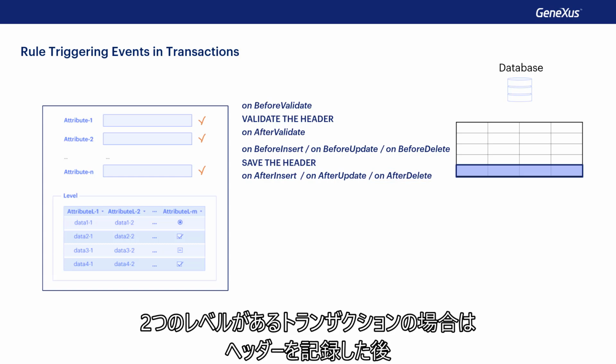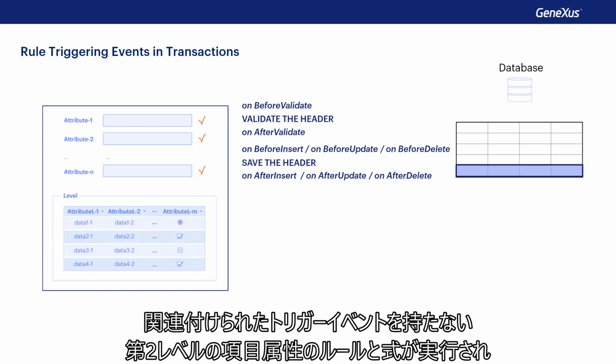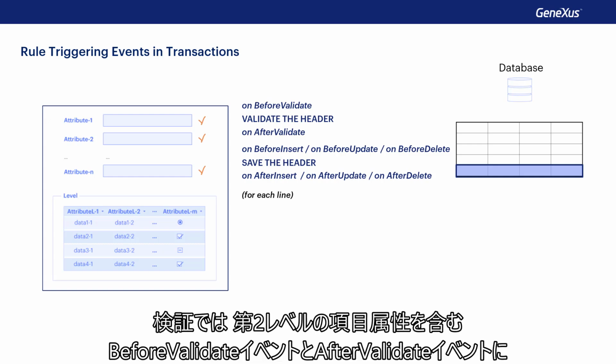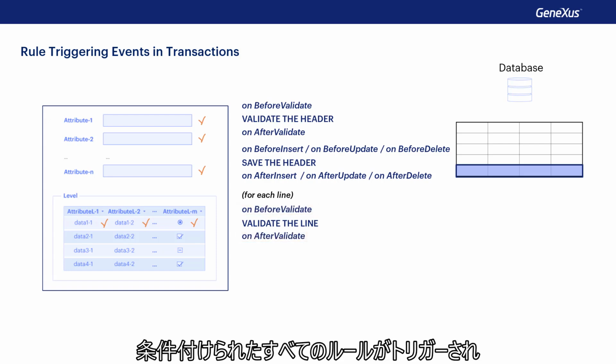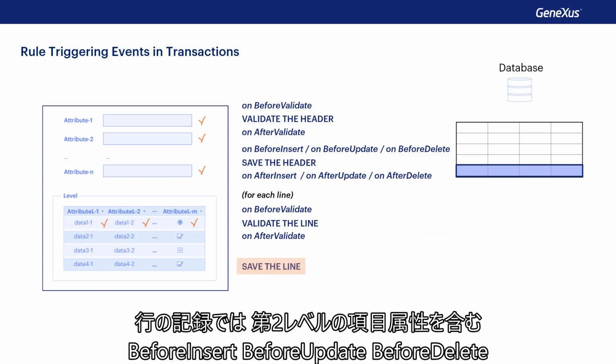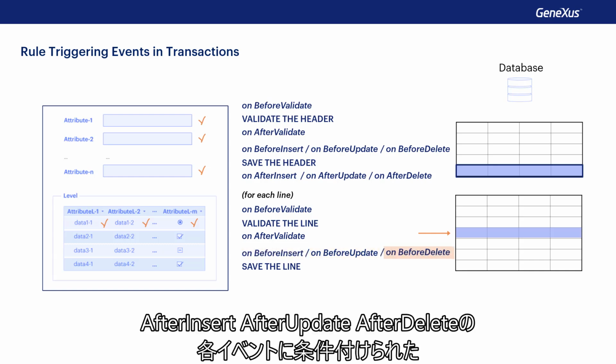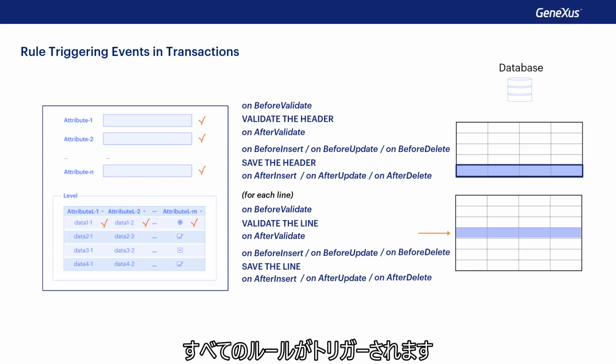If the transaction is a two-level transaction, after recording the header, the rules and formulas of the second-level attributes that don't have an associated triggering event will be executed. And afterwards, this will happen for each line. Validation. So all the rules that are conditioned to before validate and after validate events involving attributes of the second level will be triggered. And recording of the line. So all the rules that are conditioned to the events before insert, or before update, or before delete, and after insert, or after update, or after delete, involving attributes of the second level will be triggered.